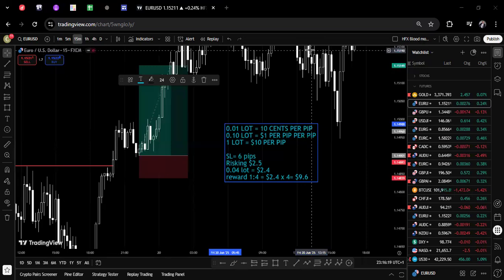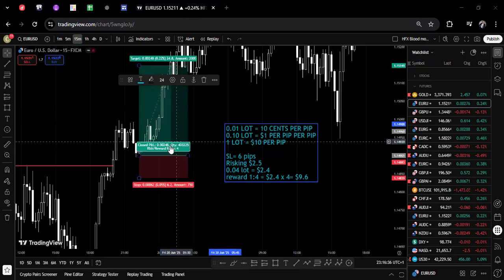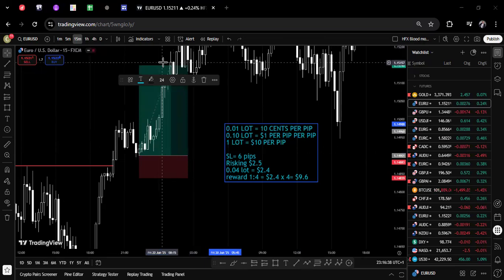But anyways, that is it. This is how to do your calculation well, so you know the exact lot size you're going in with for any particular trade. With this, if you actually took this trade, you literally flipped your account. You made 96% of your account in one trade.